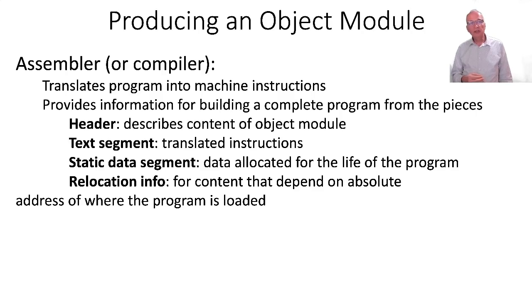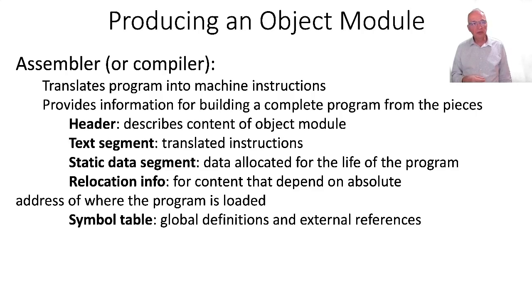Then we also need something called relocation information. The relocation information is needed for any content that depends on an absolute value of where the program is loaded. I could, for example, say that a given label in my assembly program is 200 bytes from the beginning of the module. This will be relocation information. As I move this module in memory, I change those addresses based on the new base address for the module. So any relocation information needs to be in that file.